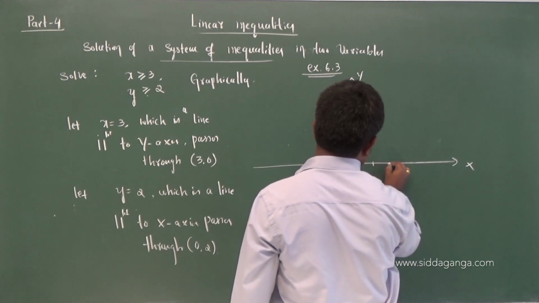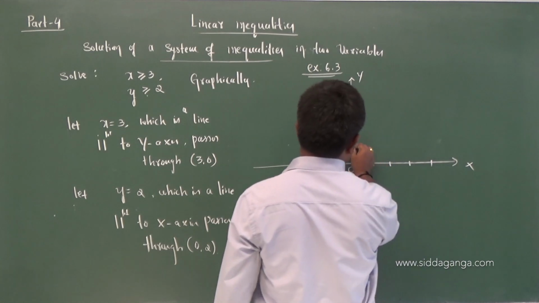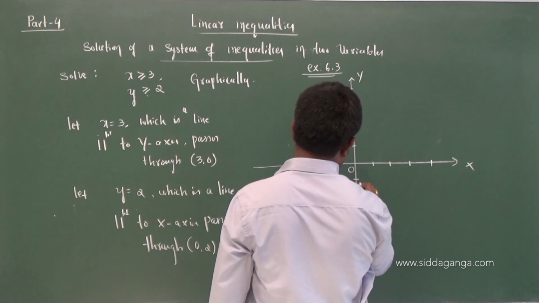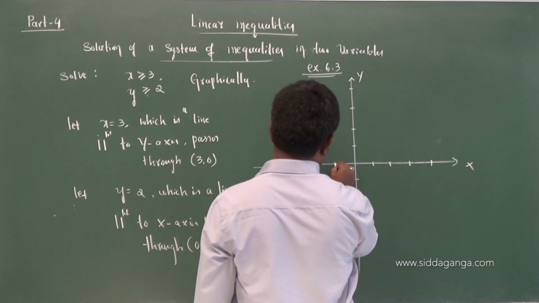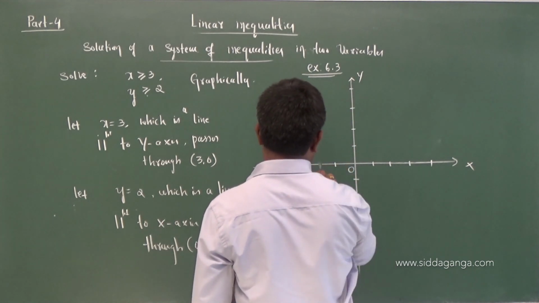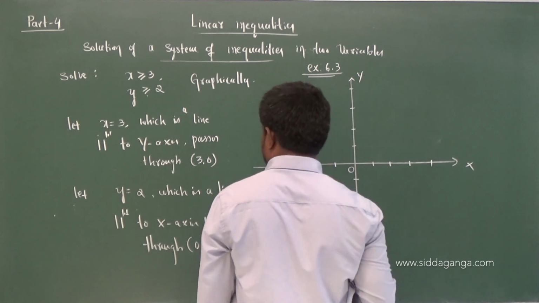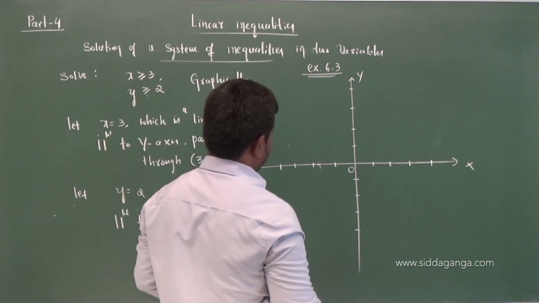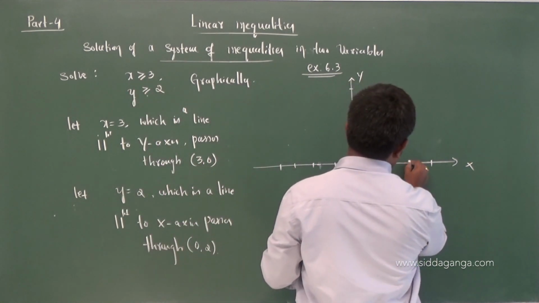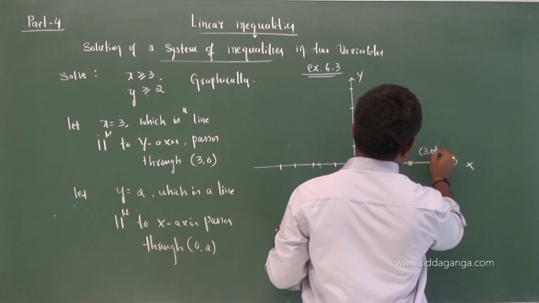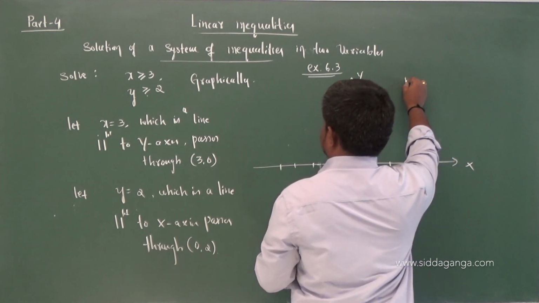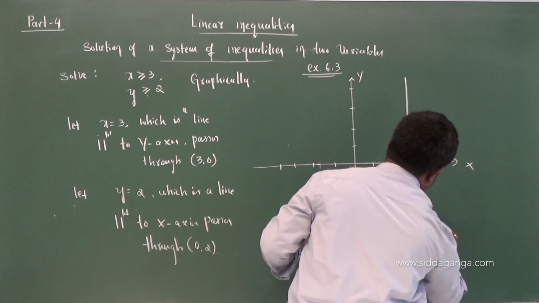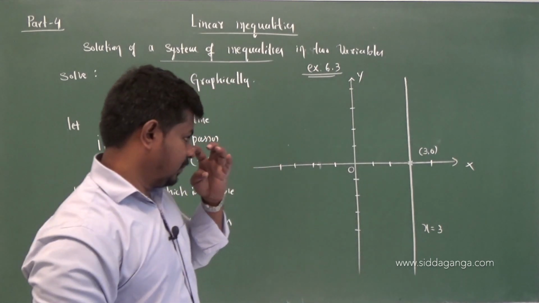Origin 1, 2, 3, 4. So now the first inequality, x is equal to 3, is a line parallel to the y axis that passes through 3 comma 0. Since we have slack inequalities, I am going to draw a shaded line. This is x is equal to 3.